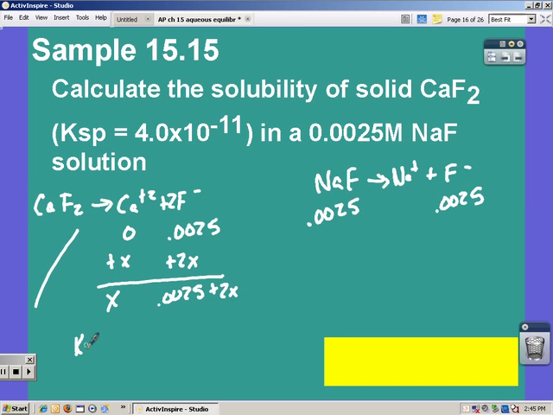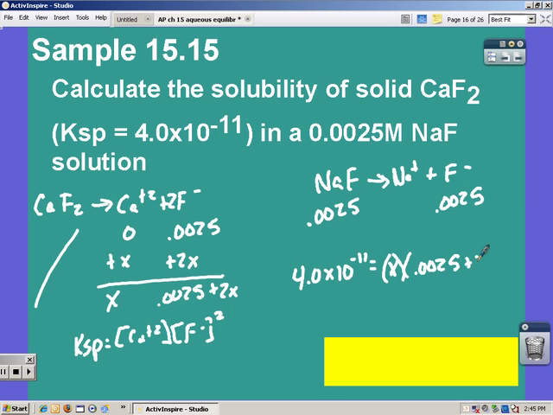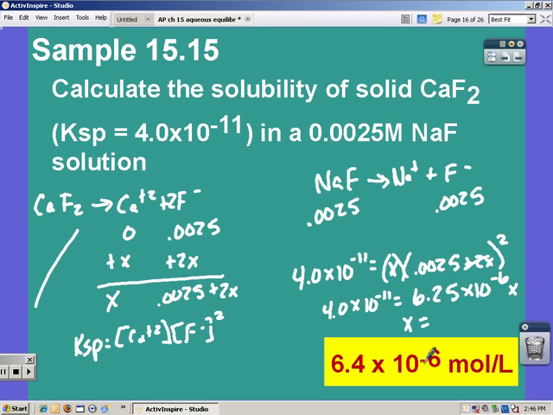Plug it into your KSP expression. And you can ignore the 2x like we did a minute ago. Don't forget the square though. Solving for x, you get x is equal to 6.4 times 10 to the -6 molarity.